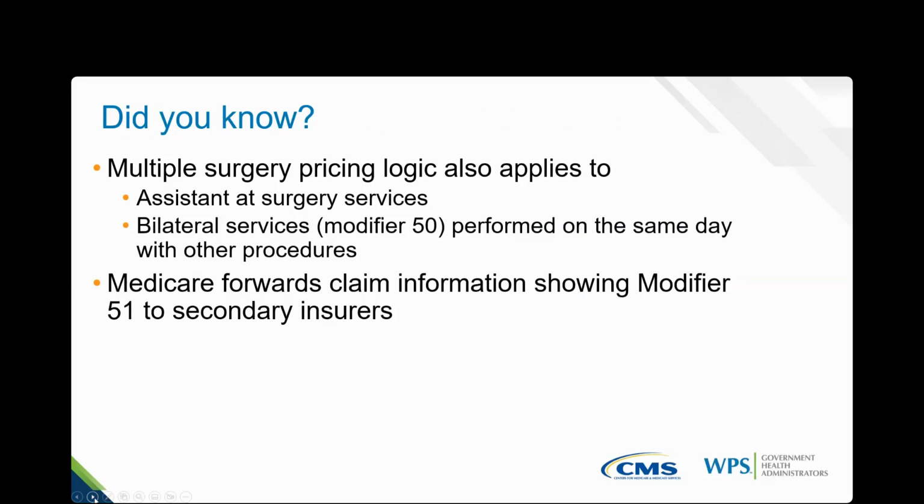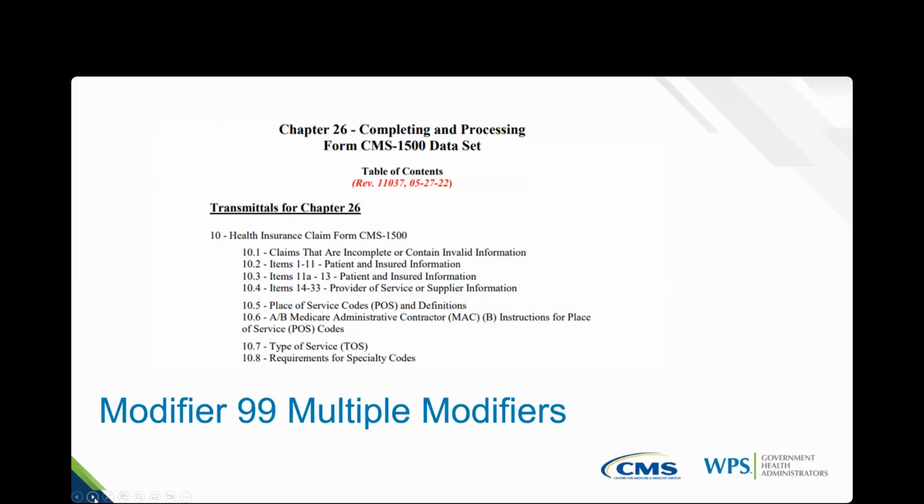Now, regardless of whether you append the 51 modifier on your claim, and remember, we hope that you don't, Medicare forwards a claim showing the 51 modifier to the secondary insurers. So even though you don't report the 51 on your claim, or if you choose not to, please be assured that we will append that 51 modifier when we send that claim information, or that detailed information, on to any secondary insurer. All right, on to our next featured modifier for today's session.